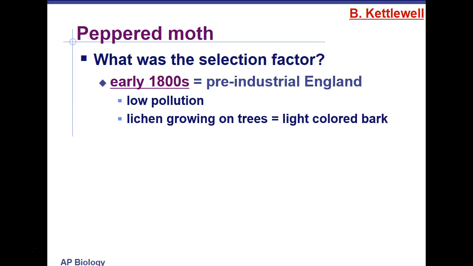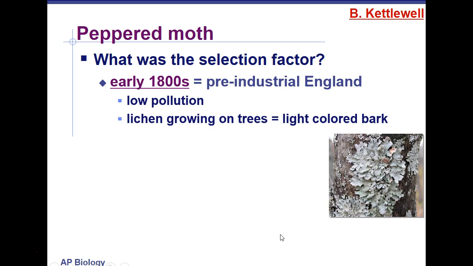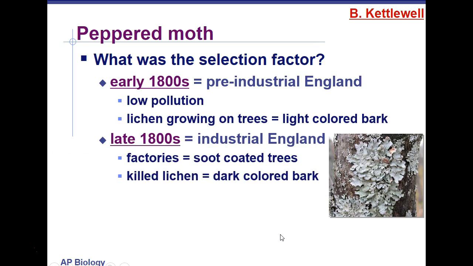In the early 1800s, we have a pre-industrial England. This is before the Industrial Revolution. Not much pollution. The trees have this light-colored lichen growing on them. The bark is light-colored. By the late 1800s, England is in the full swing of the Industrial Revolution. All of its factories are run on coal power. When you burn coal, you send tons of dark soot up into the air, lots and lots of air pollution. It falls back down on the trees. It covers the bark of the trees.